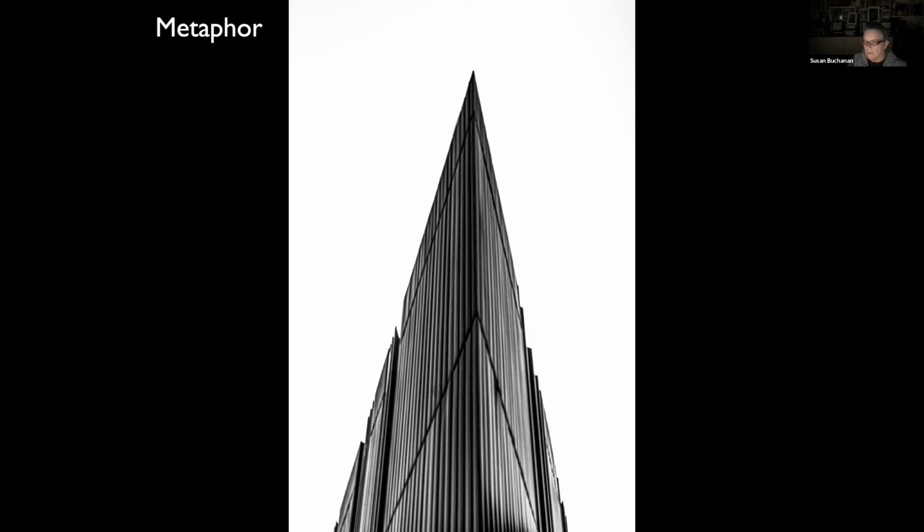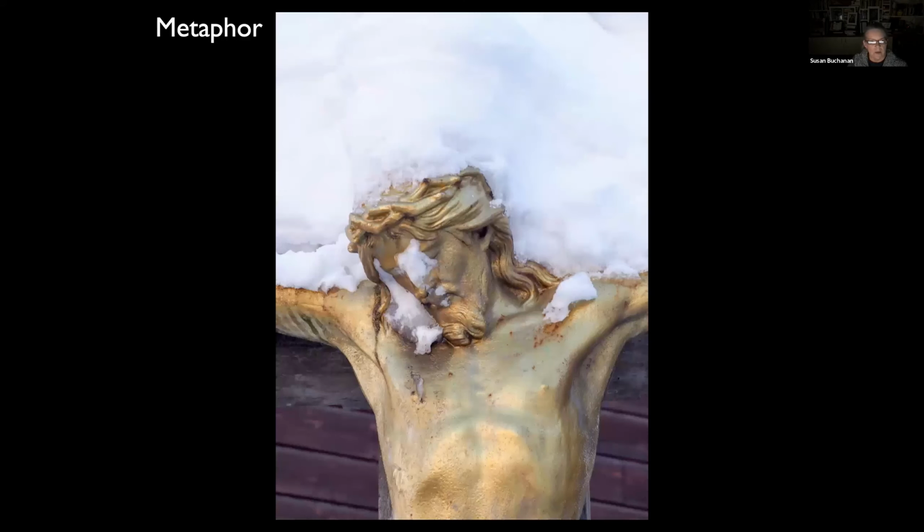What do you see? What's the content? What's the subject? What's the visual language? I see convergence. I see figure-ground relationship. I see power. Of course, this one is probably even more straightforward, but the metaphor is a strong one. And with the snow covering the shoulders of Jesus, it even more informs us about how he carried the burdens of the world on the cross.